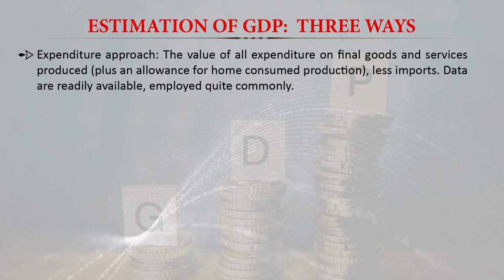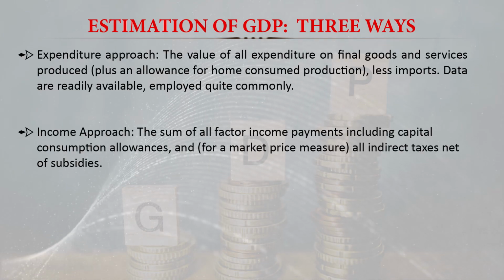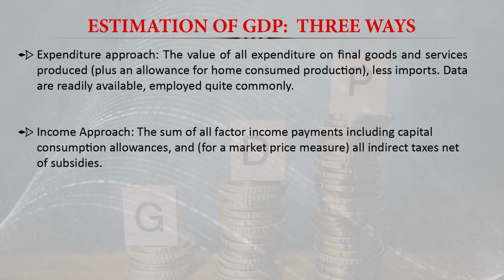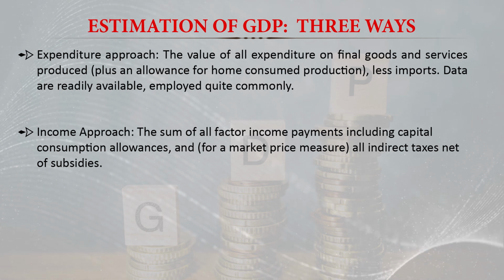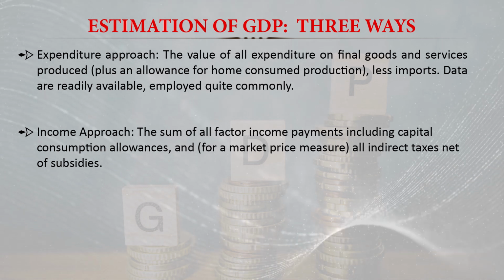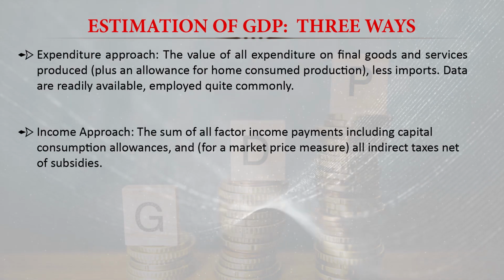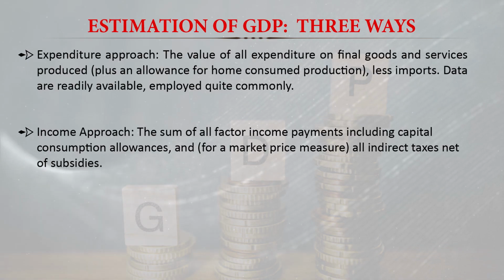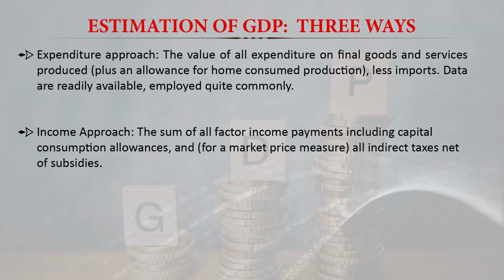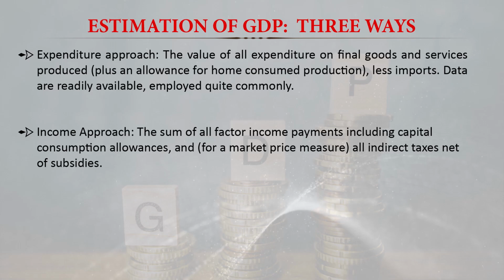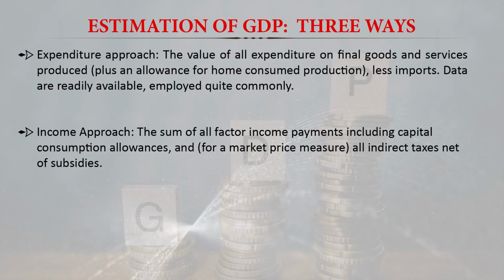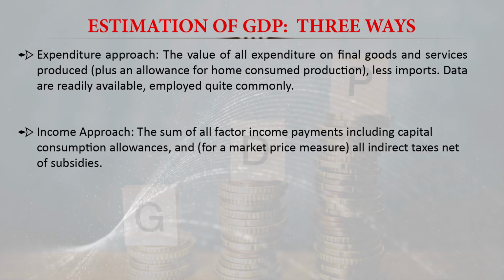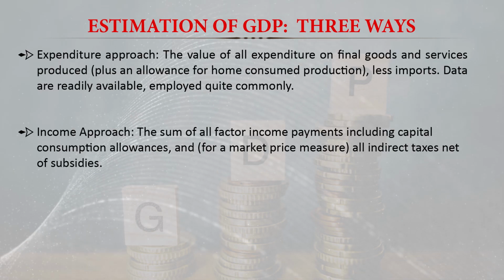Then another approach is the income approach. Here basically it is the sum of the factor income payments, including the capital consumption allowances, and for market price measure, all indirect taxes and net of the subsidy. That is the income approach. So basically, whatever payments we make to the factors of production, the sum of that becomes the national income or GDP. That is the income approach. And the third approach is the value of the output.